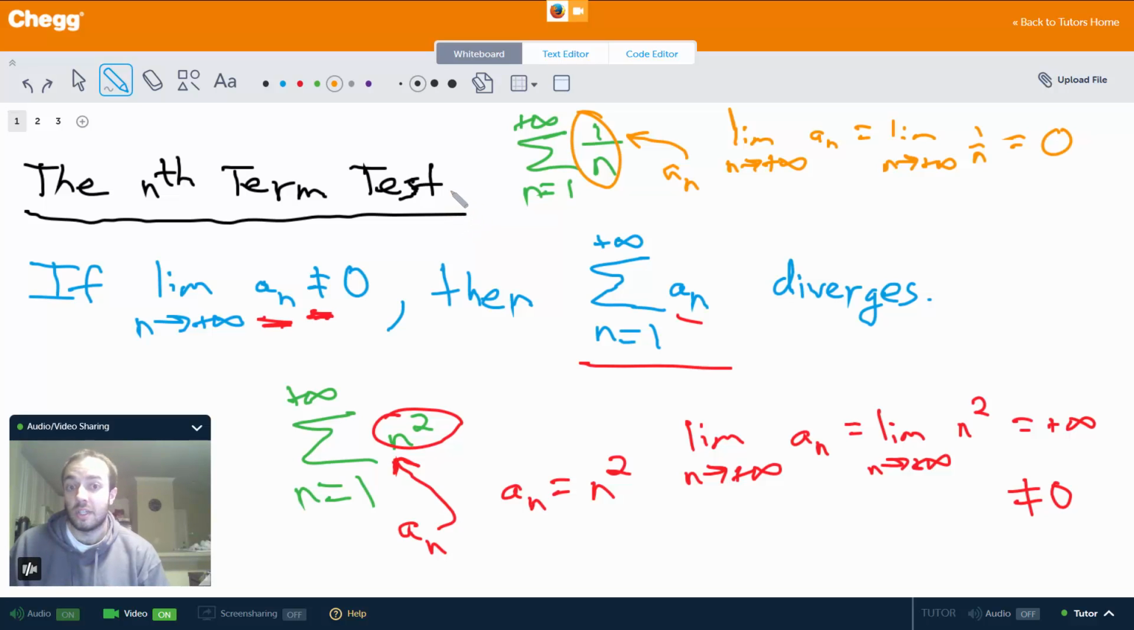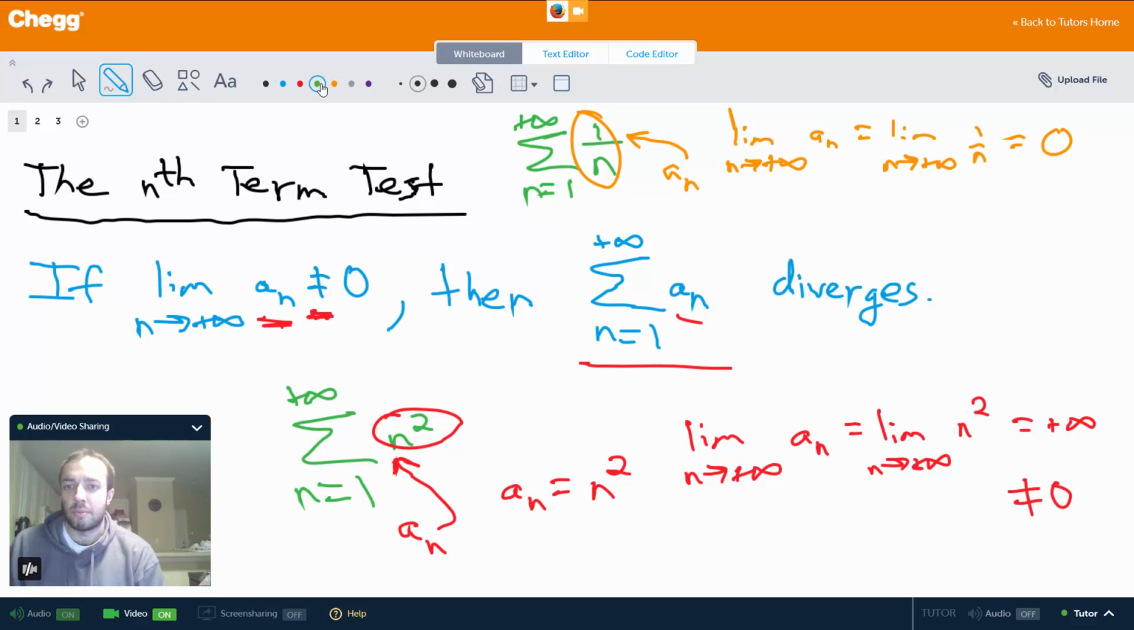But that's not good as far as this test is concerned, because the test says if the limit is not 0, then the series diverges. But it doesn't say what to do if the limit is 0. So if the limit is 0, this test doesn't help us at all, and we have to try something else. Now, as it turns out, this series actually does diverge, and we'll see that with the next test. This series does diverge. It's called the harmonic series. It's a very famous example of a divergent series.